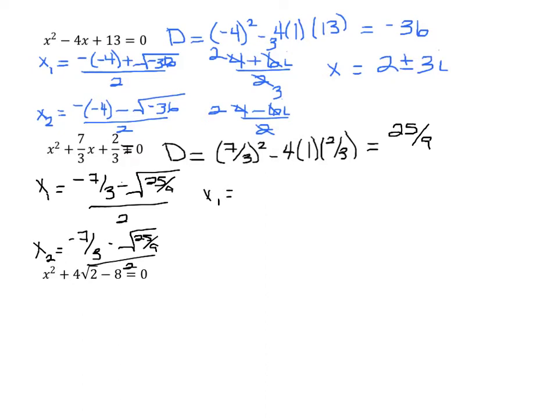this becomes negative 7 thirds plus 5 thirds, so that gives me negative 2 thirds, over 2. And x sub 2 would give me negative 12 thirds over 2. When I simplify this first one, I get that x sub 1 is equal to negative 1 third. And when I simplify x sub 2, I get negative 2.